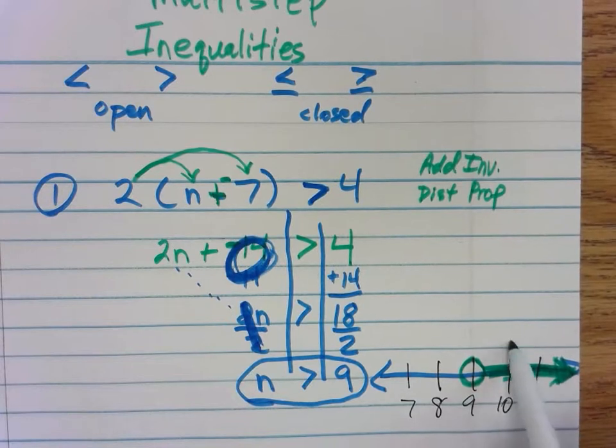And that means all the true answers are over here. So of course 11 is greater than 9, 10 is greater than 9. Anything up this way is going to be greater than 9. And that's because we're shading the true answers. Okay. All right, so that's how you do that.